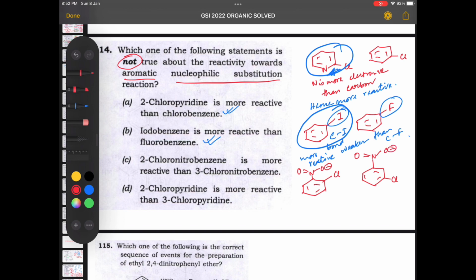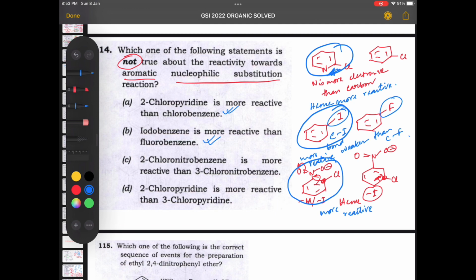Okay, so now the third statement is 2-chloronitrobenzene is more reactive than 3-chloronitrobenzene. Let us draw the compounds. Now as you can see, nucleophilic substitution takes place, and at the position of the chlorine where the nucleophilic substitution takes place, the nitro group can act via both the minus M and the minus I effect.